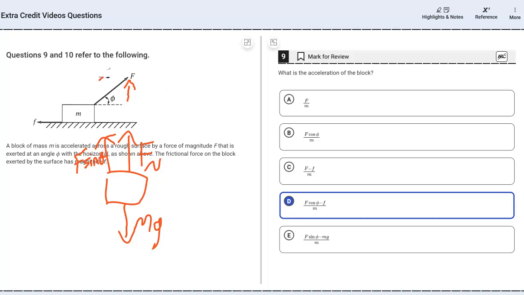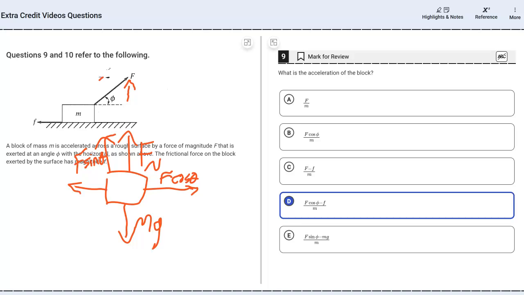And then since upward would be sine, our horizontal would be F cosine theta because that's adjacent over hypotenuse. And then since friction is in play, that's the force opposing the motion.